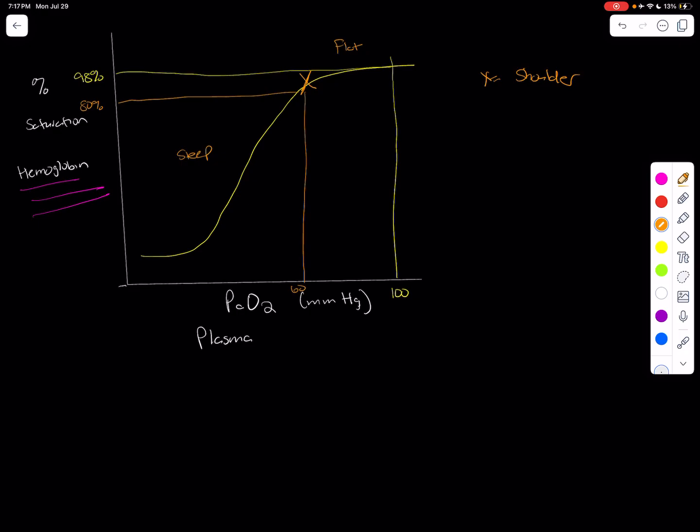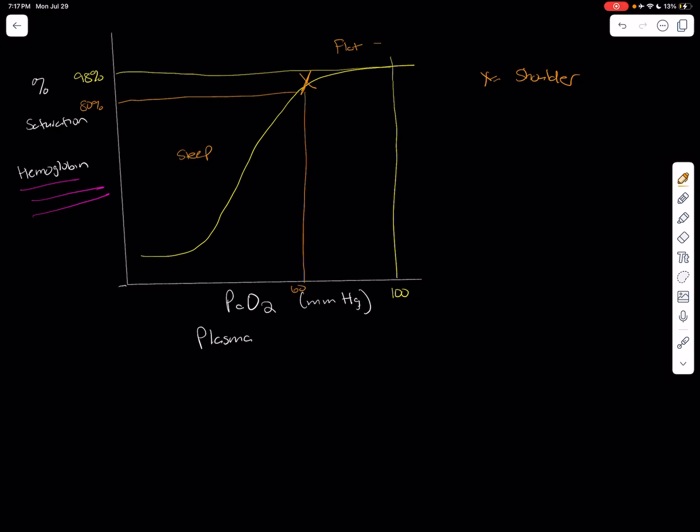Okay, when we're on the flat part, it takes a huge change in pressure to have a small change in saturation. But when you're on the steep part, a small change in pressure means a huge change in saturation. And so for those of you that are going to be an anesthesiologist or something like that, really your job while your patient is under is to keep them above the shoulder. As long as you keep them above the shoulder, you can do your Sudoku or whatever it is that you're doing.